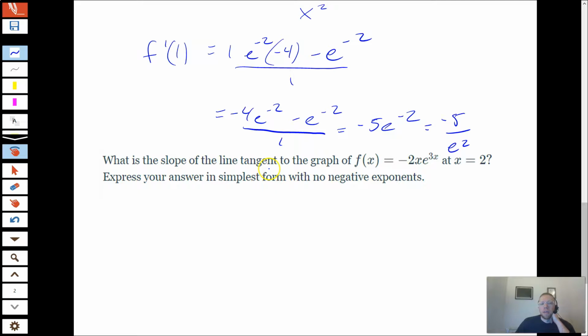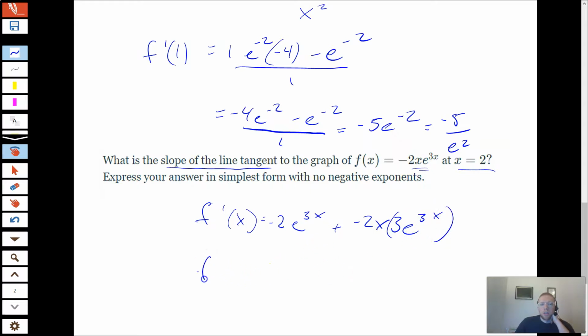So here, same thing, slope of the tangent line, x equals 2 this time we want, and f of x equals blah, blah, blah, and here you should think product rule, right? So f prime is going to be negative 2 times e to the 3x plus, so negative 2 is the derivative of the first function, then e to the 3x stays the same, plus negative 2x times the derivative of the second function, and that's going to be 3 e to the 3x.